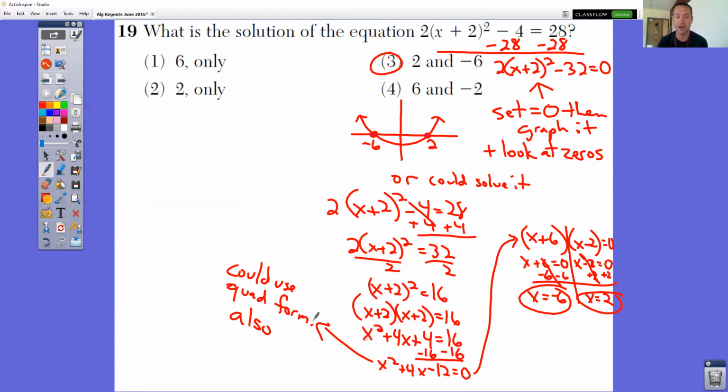You could try and solve it. You could use the quadratic formula, -b plus or minus the square root of b squared minus 4ac, all over 2a. Or we could solve it by doing reverse FOIL and figuring out the solution there. And I think it's easiest to graph it.